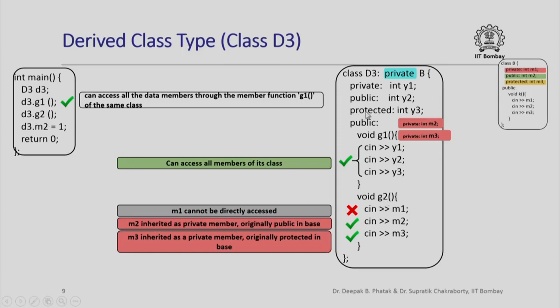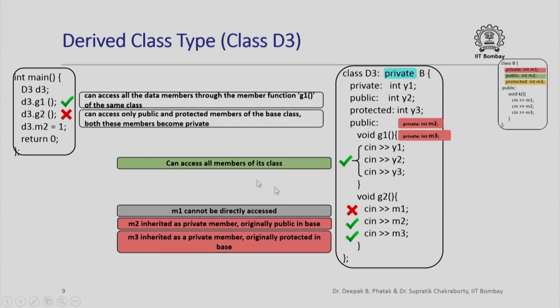G2 is a public member function of the class D3, so I can certainly invoke d3.g2 in the main function. However, G3 is trying to access a private data member of a base class, so that is not allowed, so the compiler will again report an error here. What about d3.m2? Note that M2 has actually now become a private data member of the class D3, and therefore M2 will not be accessible from the main program, and once again that will lead to a compilation error.